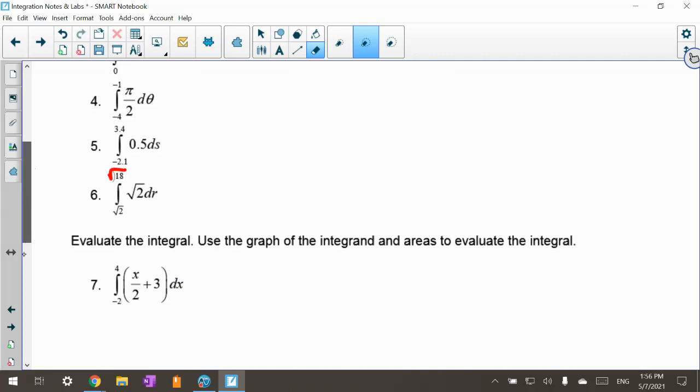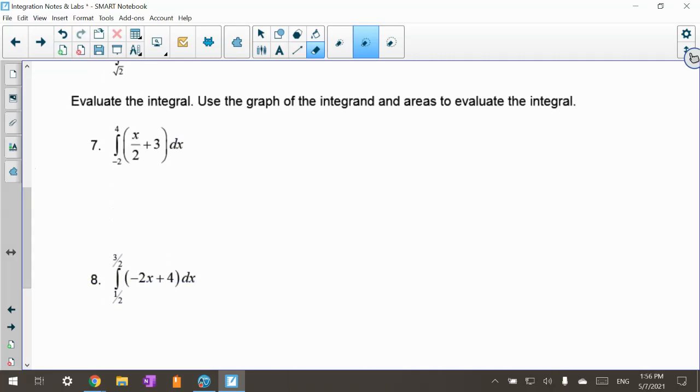What I want to spend time on is starting on 7, where you evaluate the integral, and I want you to use a graph of the integrand and areas to evaluate. So I know you can put this right in your calculator and get the answer, okay? In fact, if you do, you should get a 21. So I already know the answer. But this is how I want you to evaluate it, is to graph this and then use the shapes that they're at to actually find the area.